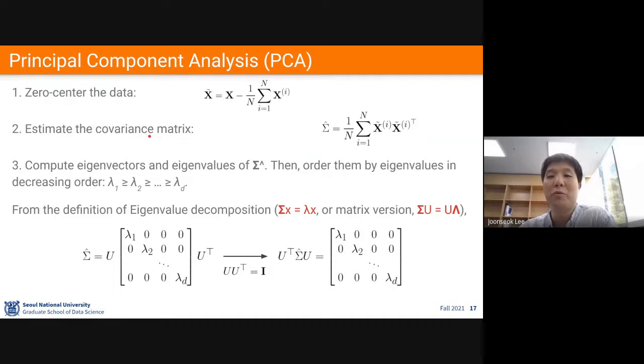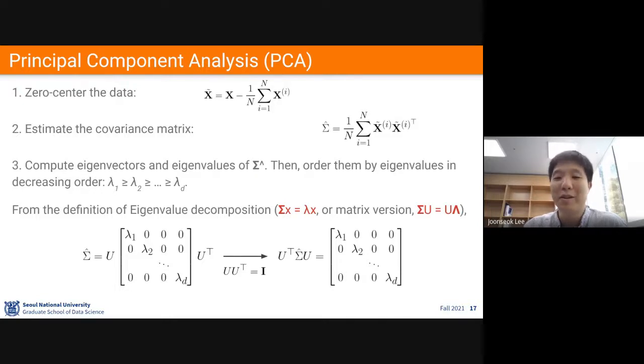And compute the covariance matrix, which is defined as this. This is just the mathematical definition of the covariance matrix. Just compute that, taking the outer product of each of these vectors, and you're going to have this matrix. And then you perform eigenvalue decomposition.